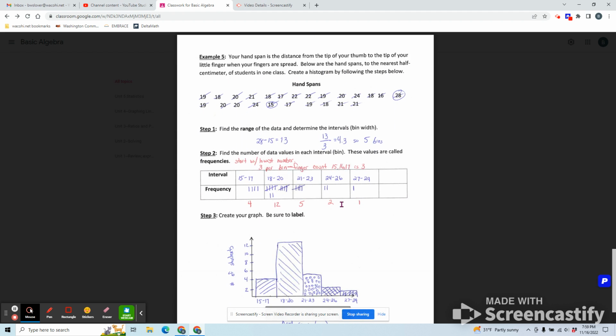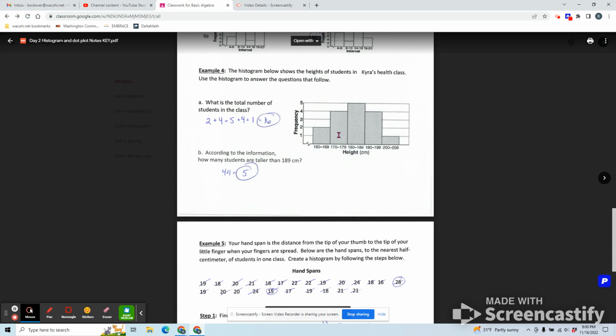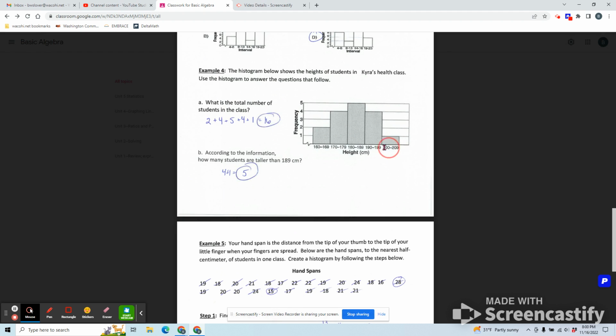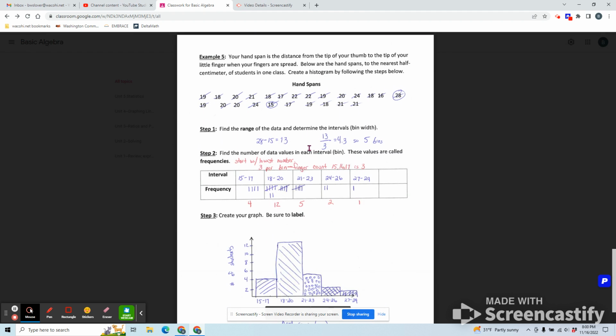And example 5 is asking you to create your own histogram. So it talks about your hand span. Here are all of my numbers. And in order to do that, because remember, your histogram has intervals, the bottom, my x-axis, if you will, is going to have my intervals. So I need to figure out what those intervals are, what those bins are.